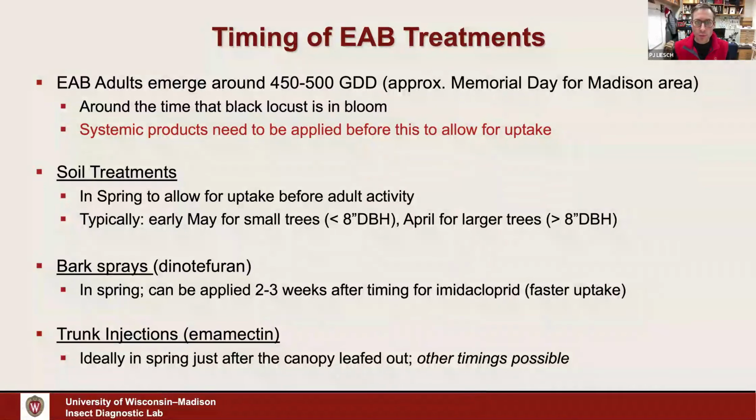So soil treatments like imidacloprid, we have to be doing this in April for larger trees, bigger than about 8 inches diameter. If you've got a small tree that's, say, 7 inches diameter, you could do that in early May as an example. The bark sprays, dinotefuran, because those move more quickly, you could do a little bit later, maybe more of early May. That can be about 2 to 3 weeks after when you do the soil drenches. And then the trunk injections like emamectin benzoate, you would ideally do in spring after the canopy is leafed out. But the emamectin treatments are really fairly forgiving. There are municipalities that are doing those treatments throughout the entire growing season because they've got so many ash trees that they're treating, and that product seems to last for a long time. So there have been good results with treatments at other times of the year for emamectin trunk injections.